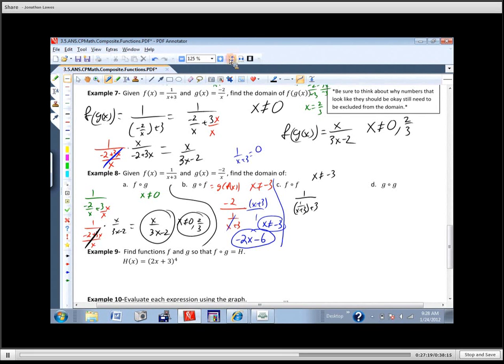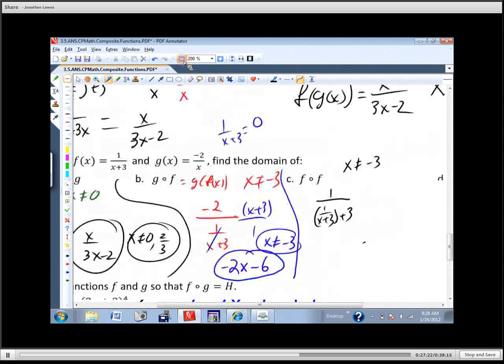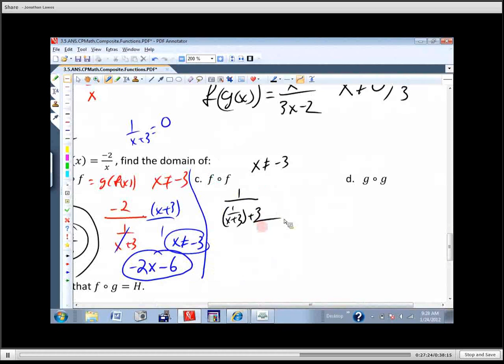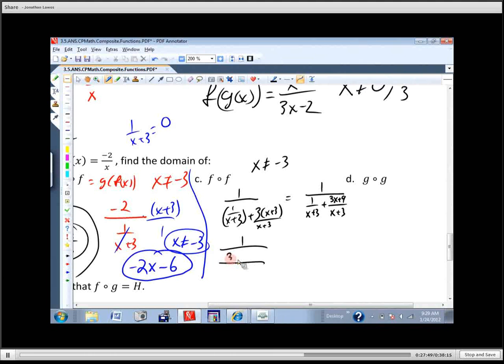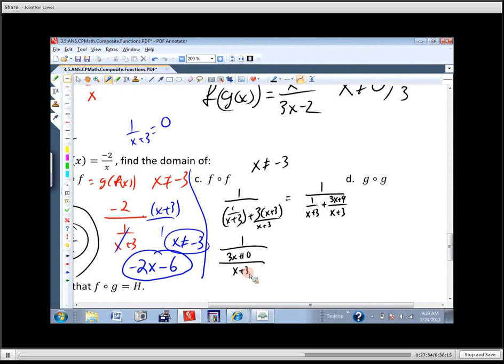Okay, so I'm going to blow this up a little bit. That's a little too much. That's excessive. Okay, so I need a common denominator, so I'm going to multiply the top and bottom by x plus 3. So this is going to give me 1 over x plus 3 plus 3x plus 9 over x plus 3, which is 1 over 3x plus 10 over x plus 3. We good with that?